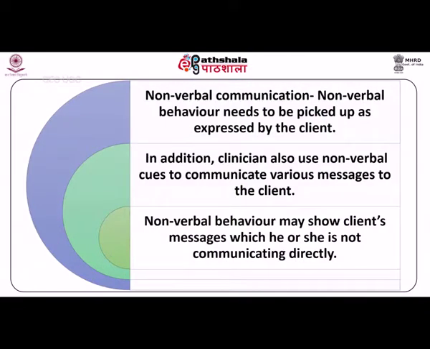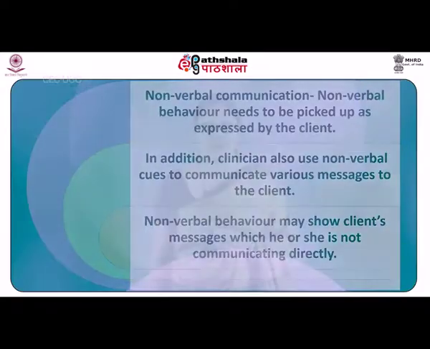A. Nonverbal communication. What is nonverbal communication? Nonverbal behavior needs to be picked up as expressed by the client. In addition, clinicians also use nonverbal cues to communicate various messages to the client. Nonverbal behavior may show client's messages which he or she is not able to communicate directly.